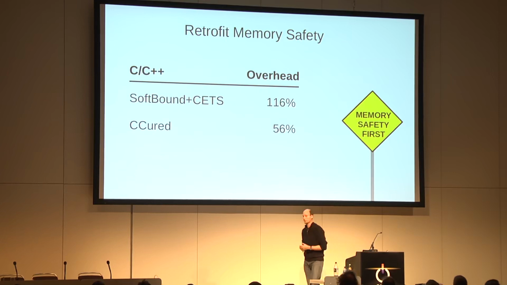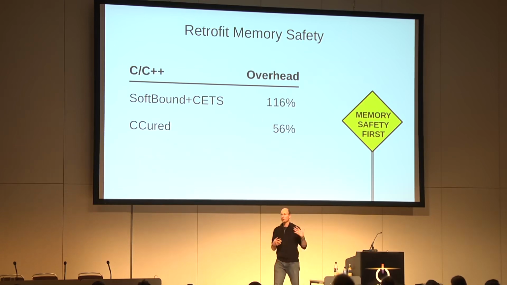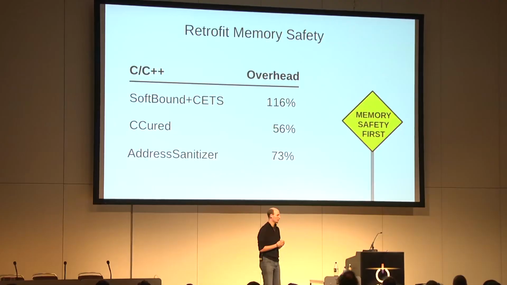There's CCured that tries to retrofit memory safety on top of the C language and enforces a stronger type system that then comes with some form of memory safety on top of it. But again, it comes with a 60% price tag, which is way too expensive in practice. Or there's AddressSanitizer, which is great for debugging and a great tool. But on one hand, it's only probabilistic, and again, it adds 73% overhead.